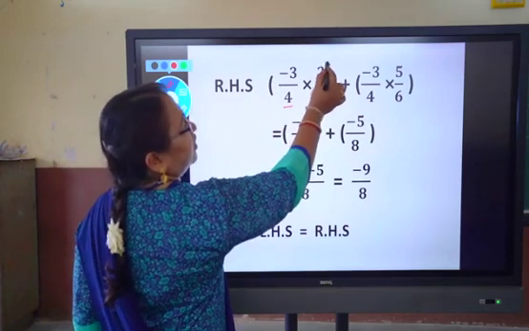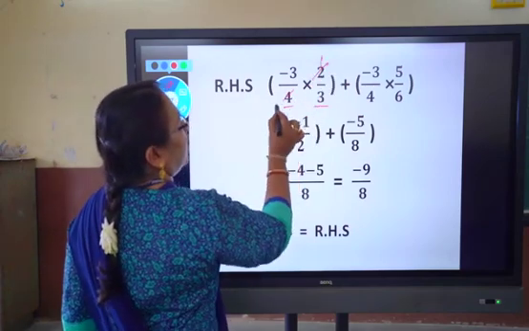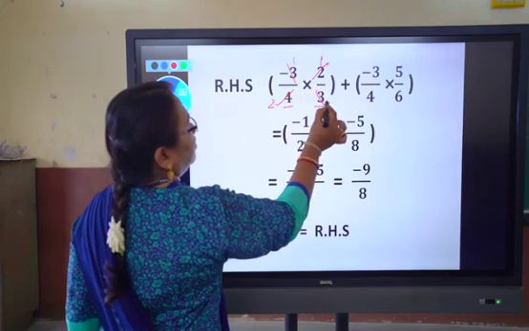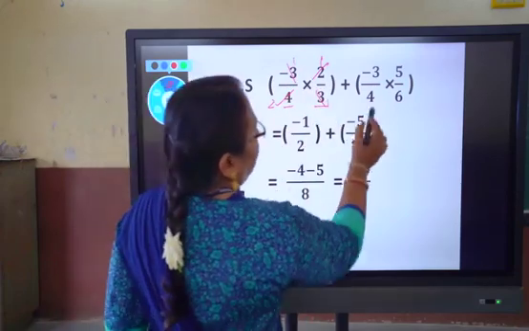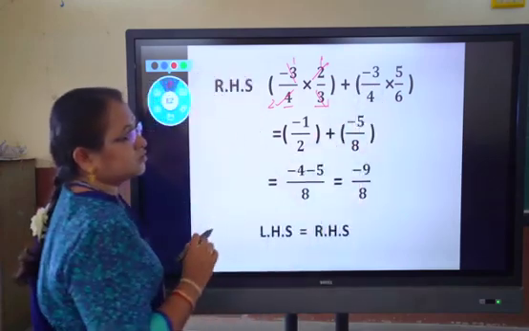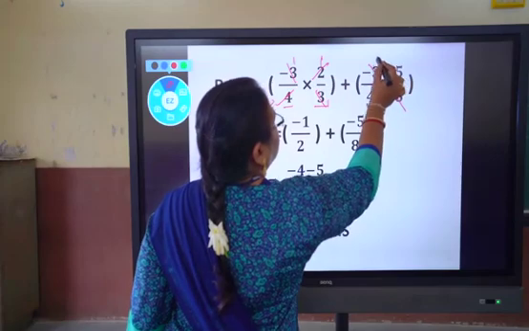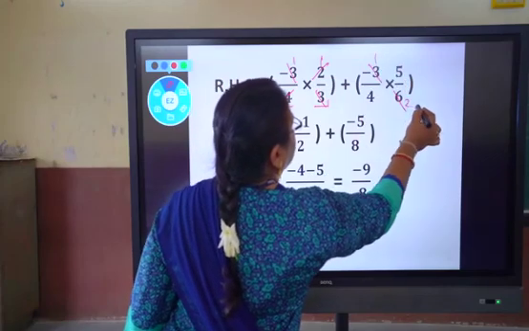Clearly here we can see 2 ones are 2 and 2 twos are 4, and this 3 and 3 will get cancelled. 3 ones are 3, 3 ones are 3, and here there is no common factor. Here 3 and 6 have a common factor of 2, so 3 ones are 3 and 3 twos are 6.